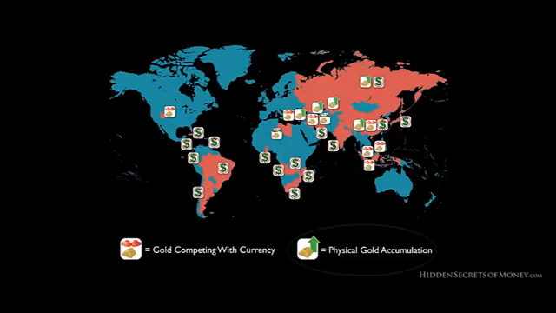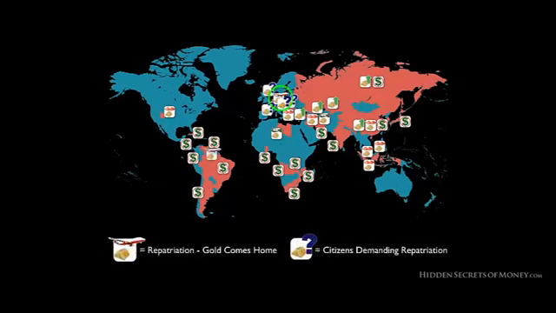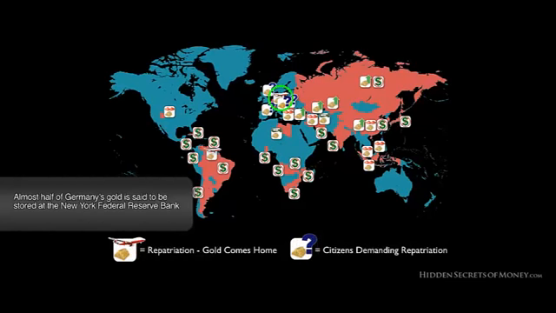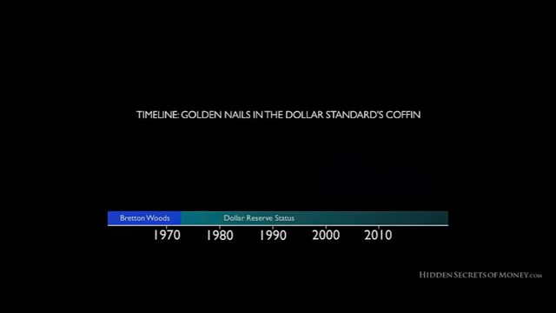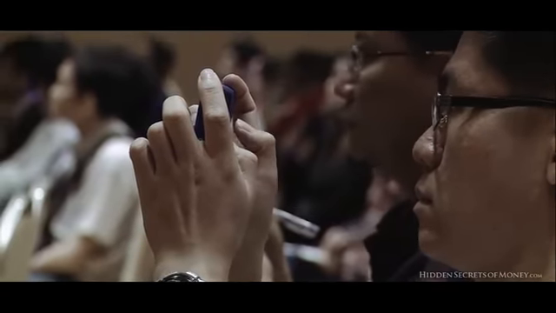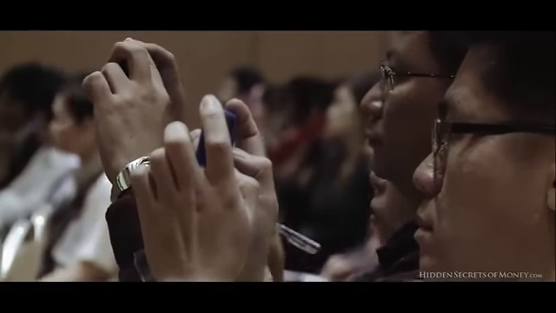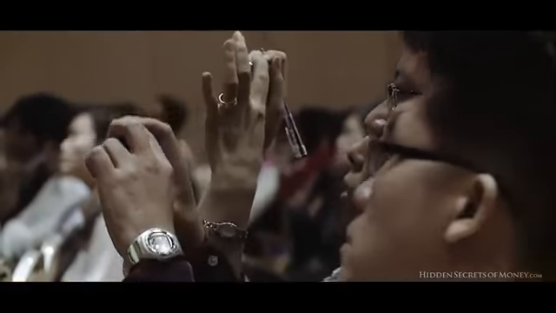And then you've got physical gold accumulation. I'll show you later that China is accumulating an immense amount of gold, but all the countries with an up arrow, that's gold accumulation. Then we have gold repatriation. Germany has been asking for their gold back, and they're getting it. Venezuela has repatriated their gold from the Bank of England. And then if we put this on a timeline, here's the nails in the coffin for the dollar standard, and you will see that there's not a lot of time left.